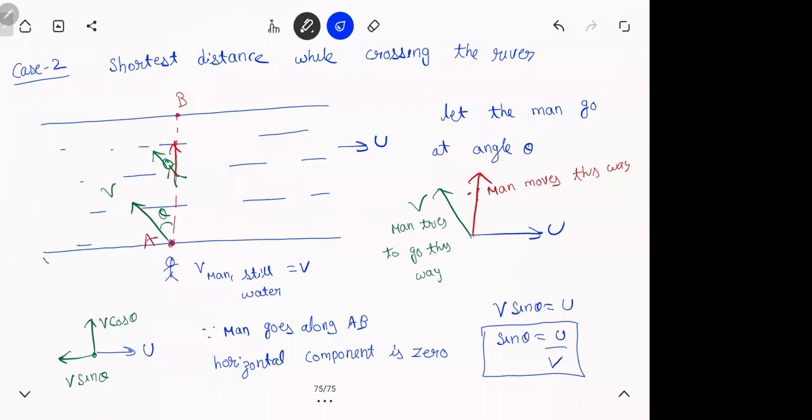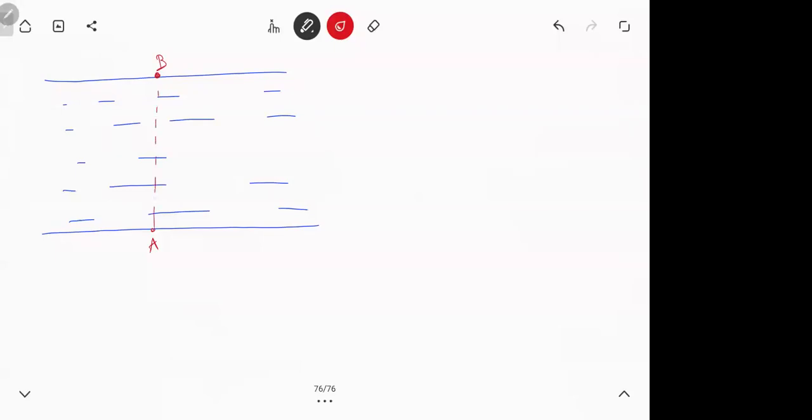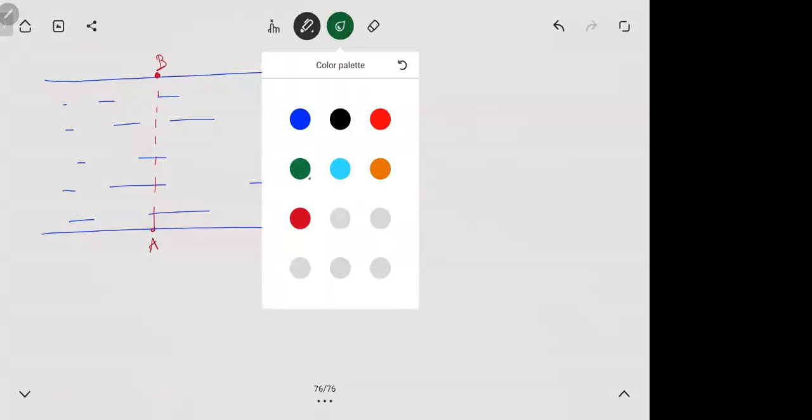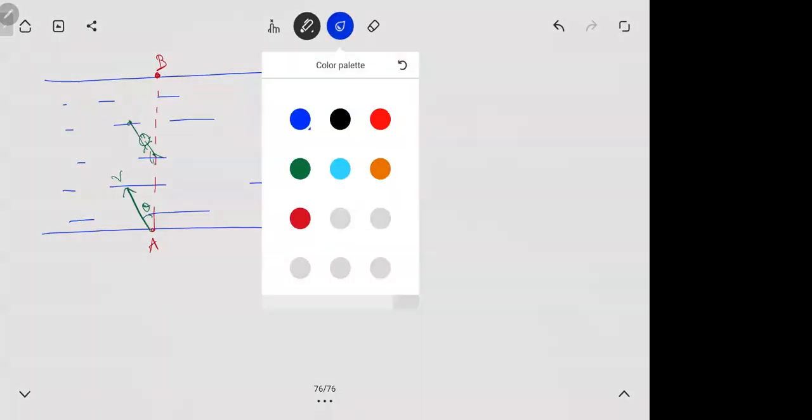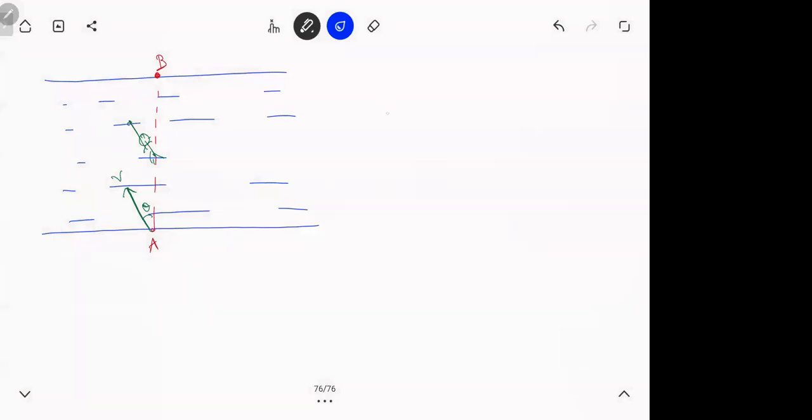See, now if you take more info, it's like this. The man is swimming this way, and at every instant he is trying to go this way. He's going this way, great. So what is the velocity then? He's going straight with v cos theta. The v sin theta and u got cancelled.